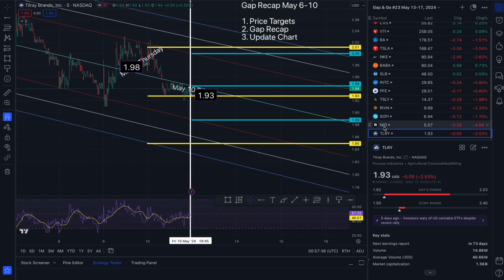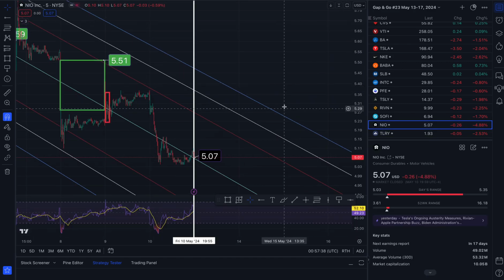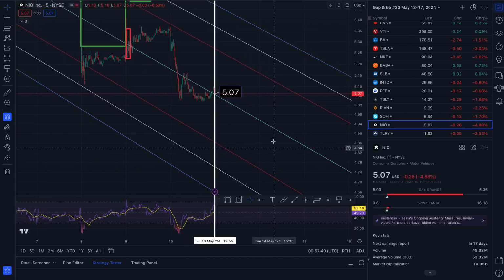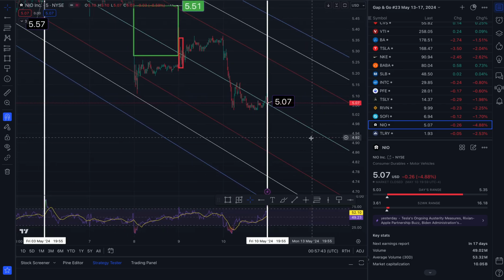Moving on, NIO. We ended the week at $5.07, down 4.88%.